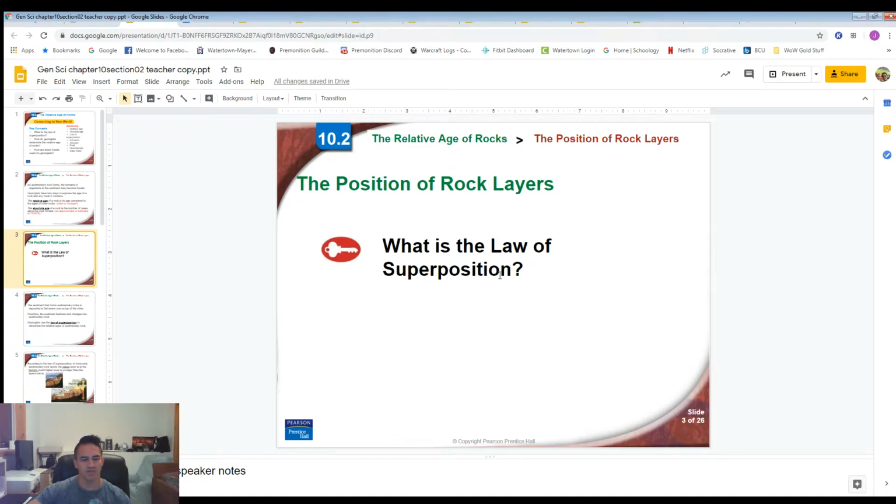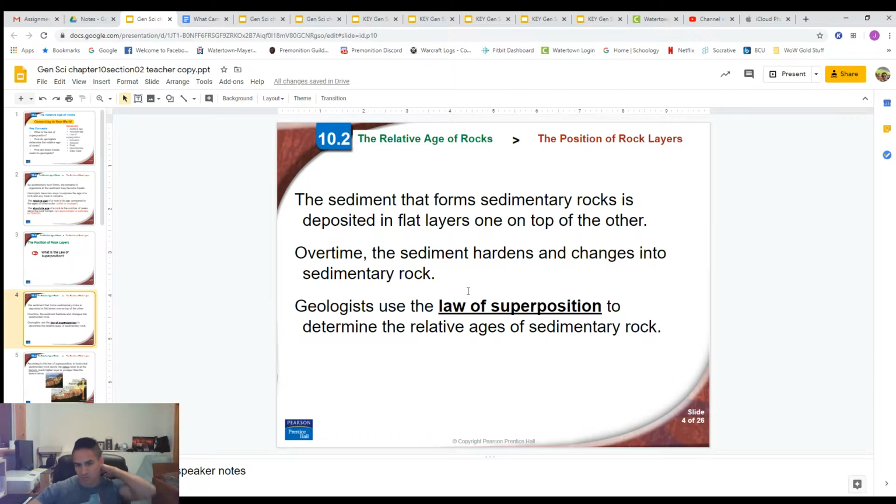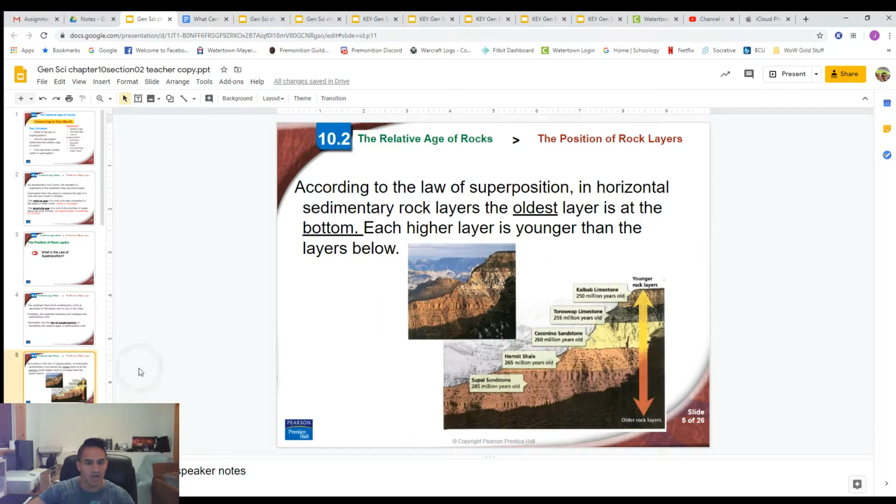All right, so what is the law of superposition and how does that relate to the position of rock layers? As sedimentary rocks form, they're going to be deposited in layers with some on top and then of course as you go down. Over time the sediment hardens, becomes rock, and the law of superposition is what we can use to determine the relative age of these rock layers as we go from top to bottom. Basically the law of superposition says that in rock layers that are horizontal, the oldest layer is on the bottom and the youngest layer is on the top. Older layers are put down first, younger layers are put on top.